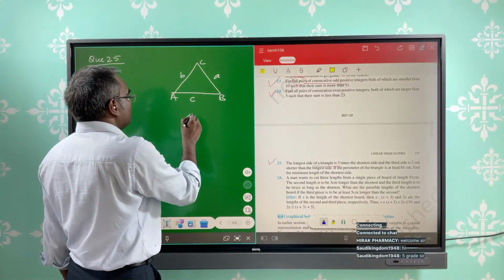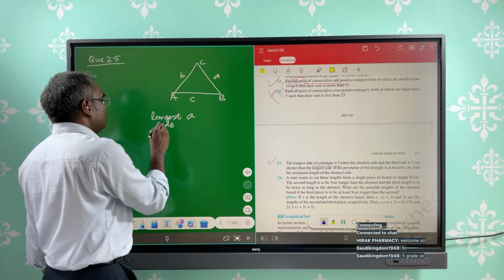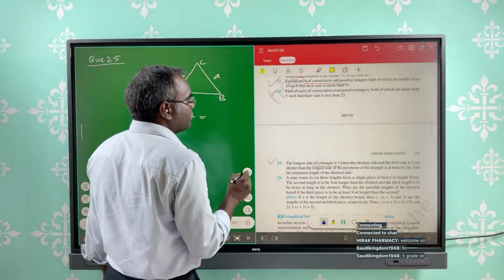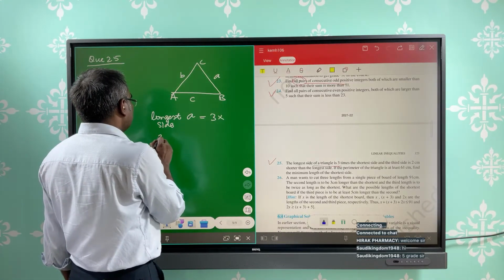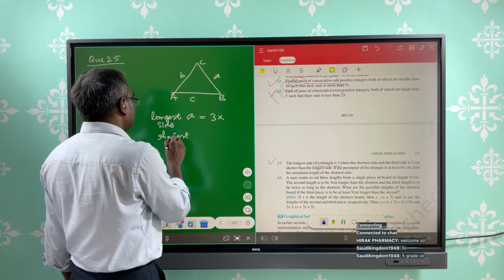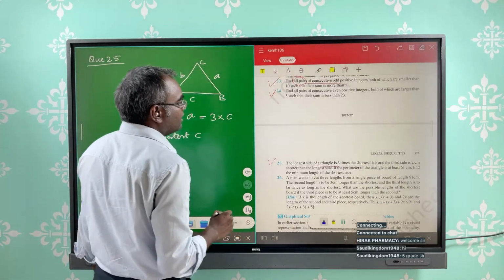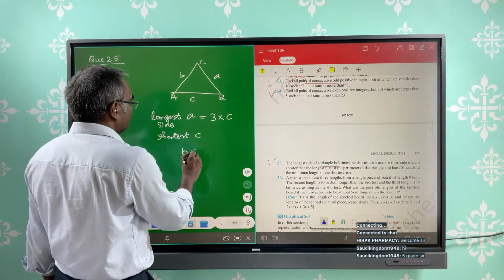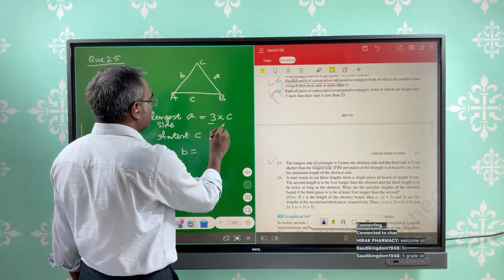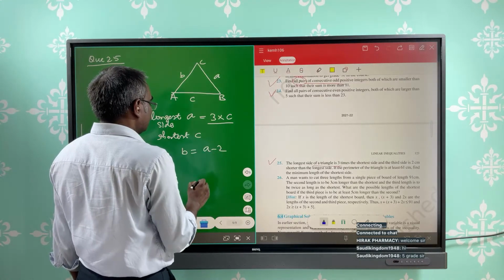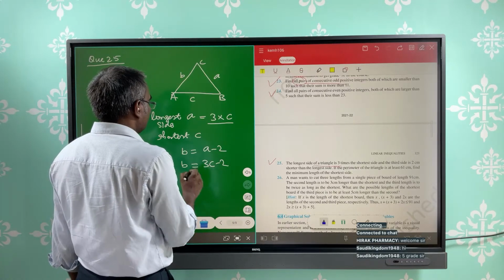So suppose A is the longest side A. So A is the longest side. It is three times the shortest side, and C is the shortest. Shortest one is C. So it is three times the C. And the third side is that is B. B is 2 centimeter shorter than the longest side. Longest side क्या है? 3C है. A minus 2 centimeter. So that is B is equal to A minus 2, that is 3C minus 2. So हमें तीनों साइड निकल गया.